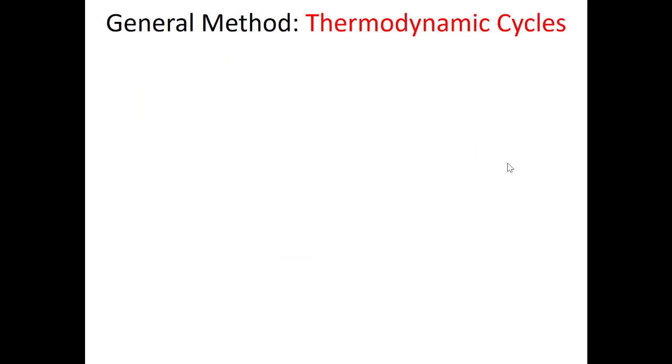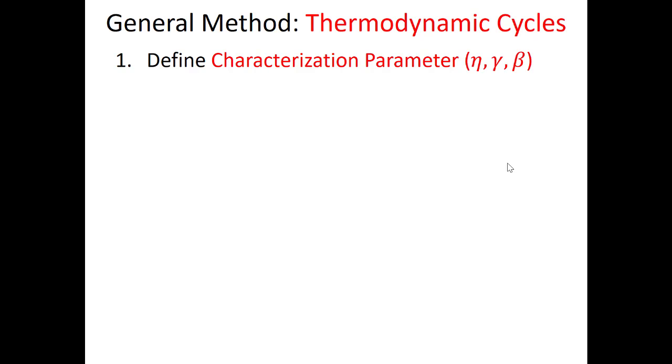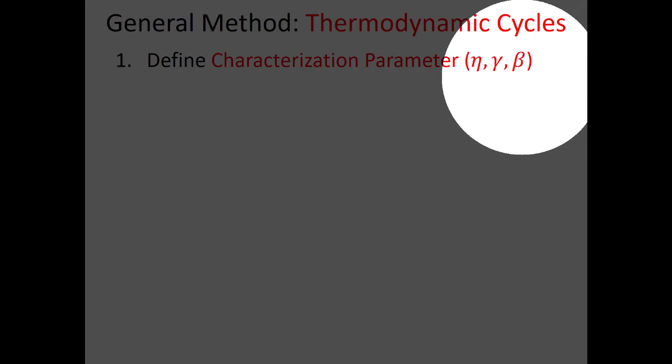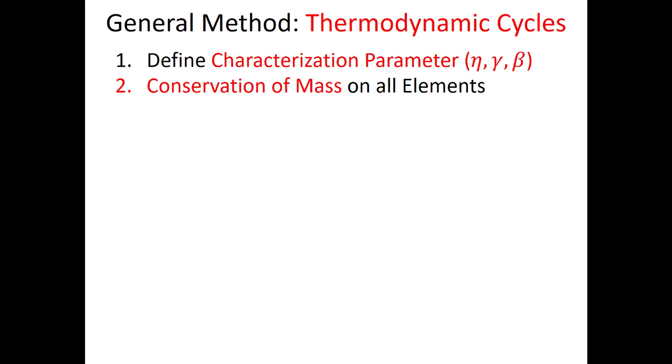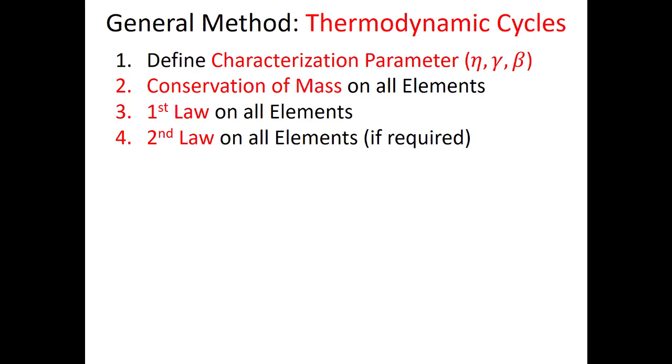So if we have a thermodynamic cycle, like a Rankine cycle, I think there's a series of things that we should do. The first is to define this characterization parameter. It's either going to be a thermal efficiency or a coefficient of performance, which is what gamma and beta are. Here we'll say that it's the energy benefit divided by the energy cost, no matter what kind of cycle it is. Then we'll do conservation of mass on all the elements. We'll do the first law on all the elements. We'll do the second law if we need to on different elements. But then we'll get a bunch of equations that maybe have delta S's or delta H's in them.